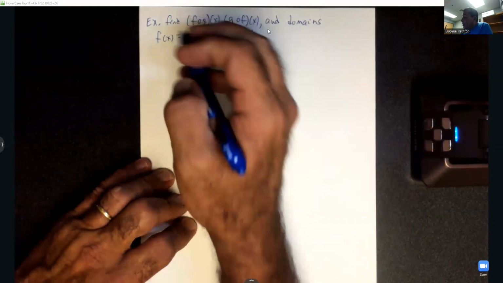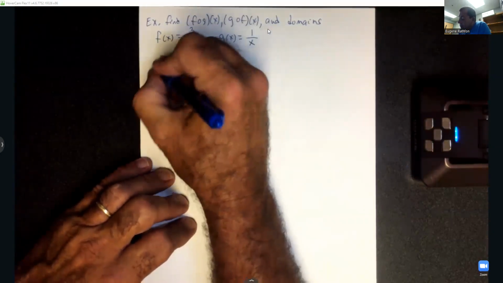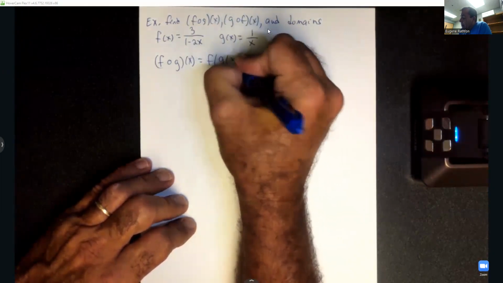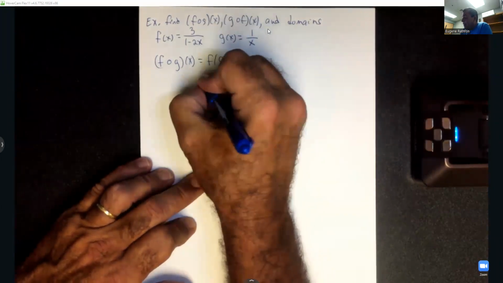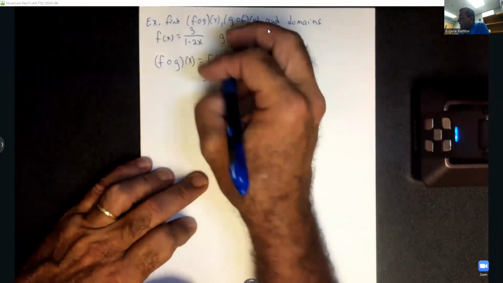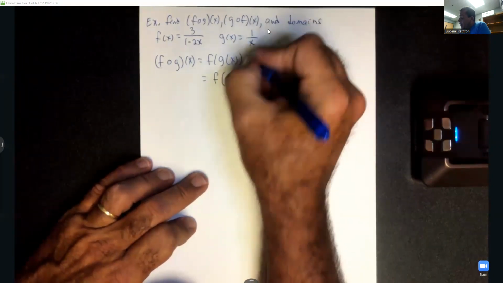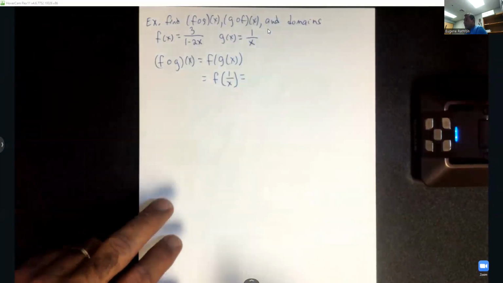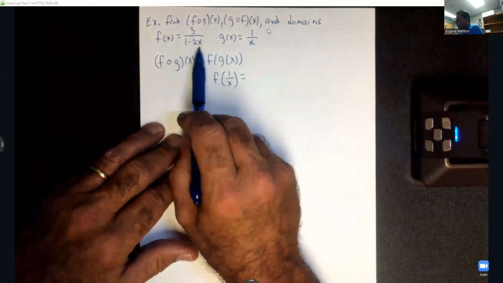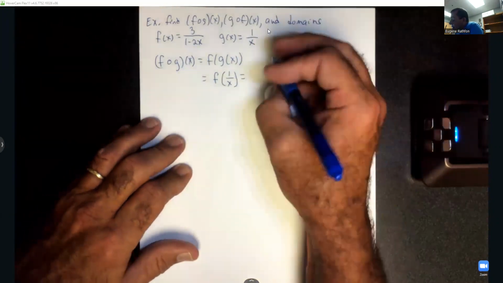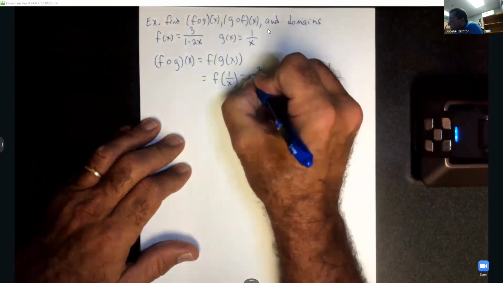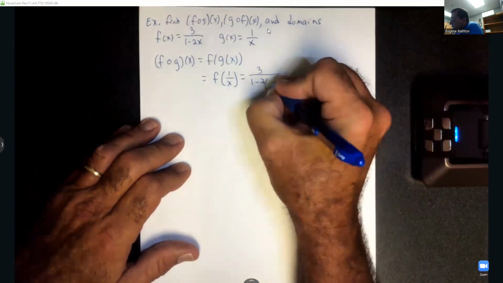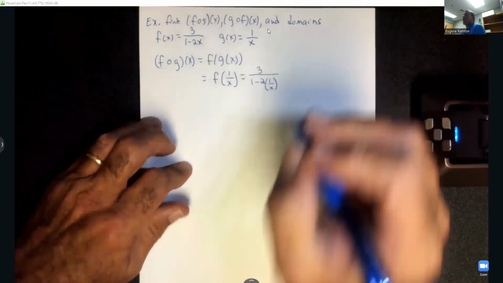So let me start with f of g. Remember, that's like f of g of x, okay? Which means I'm going to be finding f of my g function, which is 1 over x. So when we put in this f, we're going to put a 1 over x in for that x. So that's going to be 3 divided by 1 minus 2 times 1 over x.